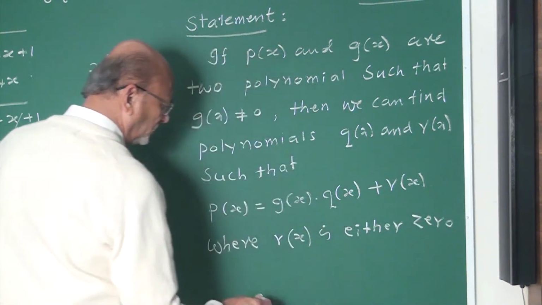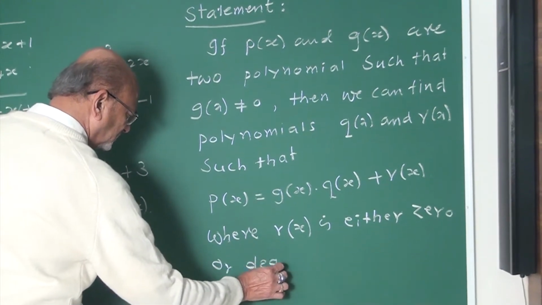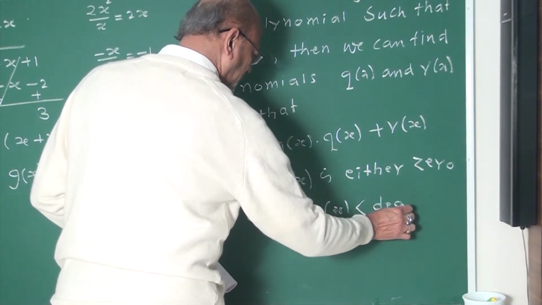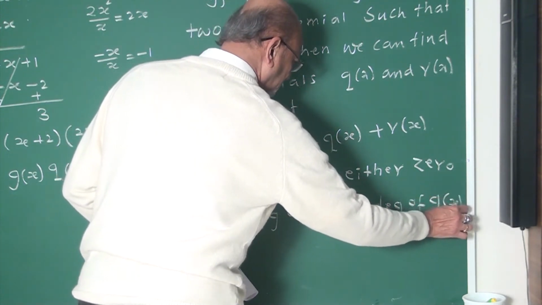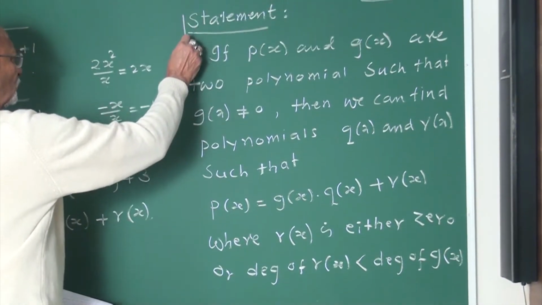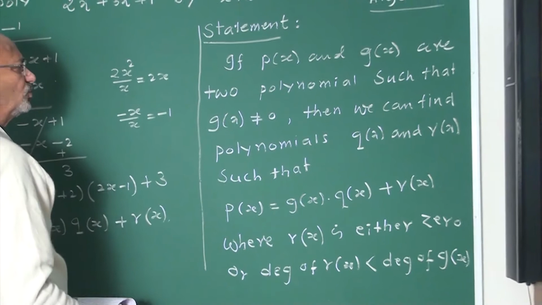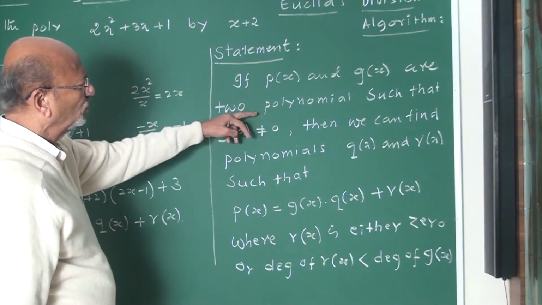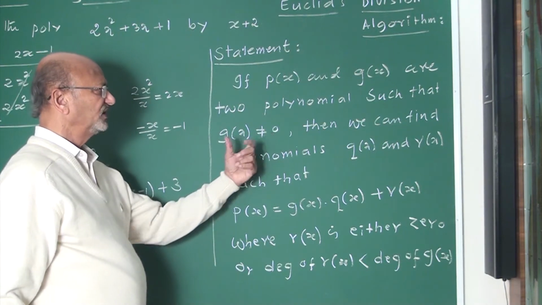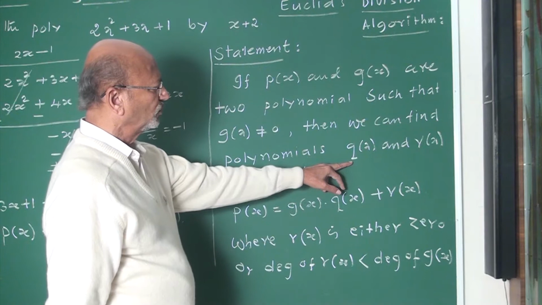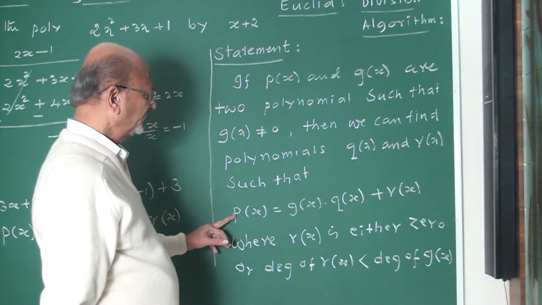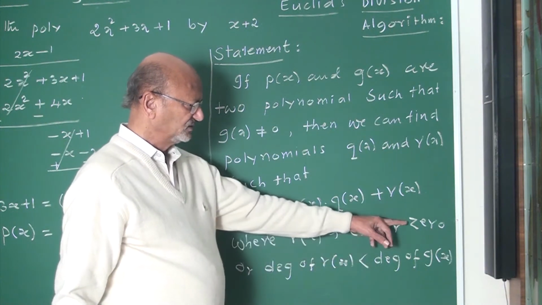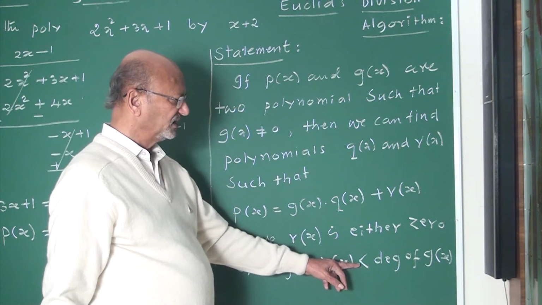Either r(x) is zero, or the degree of r(x) should be strictly less than the degree of g(x). My friends, this is known as the division algorithm. What is the statement? If p(x) and g(x) are two polynomials such that g(x) is not zero, then we can find another two polynomials q(x) and r(x) such that p(x) equals g(x) into q(x) plus r(x), where r(x) is either zero, otherwise the degree of r(x) must be less than the degree of g(x).